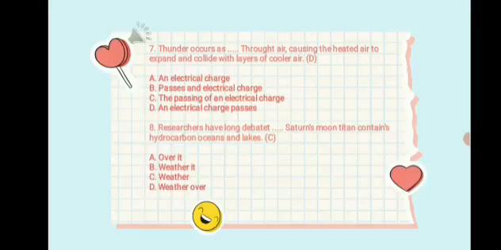Number 8. Once again, find the subject and the verb first. Here, research is a subject and Saturn's moon is a subject. Titan has a verb, and contains is a verb. Remember, here there are two clauses. It means we need a conjunction. So the most correct one is C, weather.